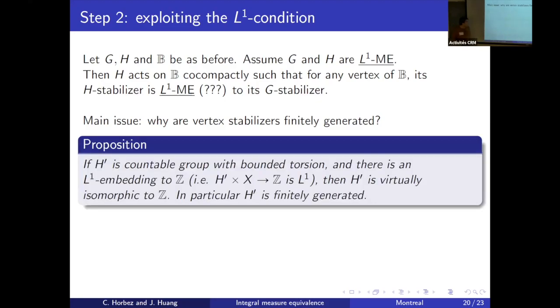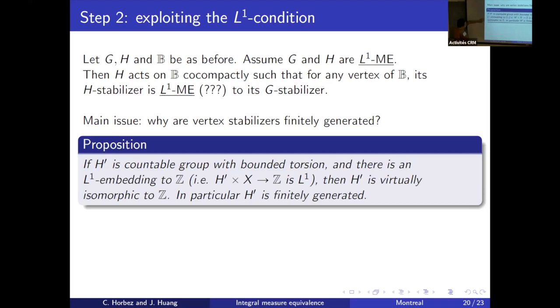But one piece of good news: in general, the vertex stabilizer could be infinitely generated. There's no topological reason to force the vertex stabilizer to be finitely generated, so we have to use something more. If you remember, in the definition of L1 ME, we have the cocycle on two sides. For example, H prime is ME to G, ME to Z. Then I have a cocycle from H prime to Z, and also a cocycle from Z to H prime. What I can still know is that the cocycle from H prime to Z is L1, because I had a word metric on Z. So that means one direction of the definition of L1 ME still works.